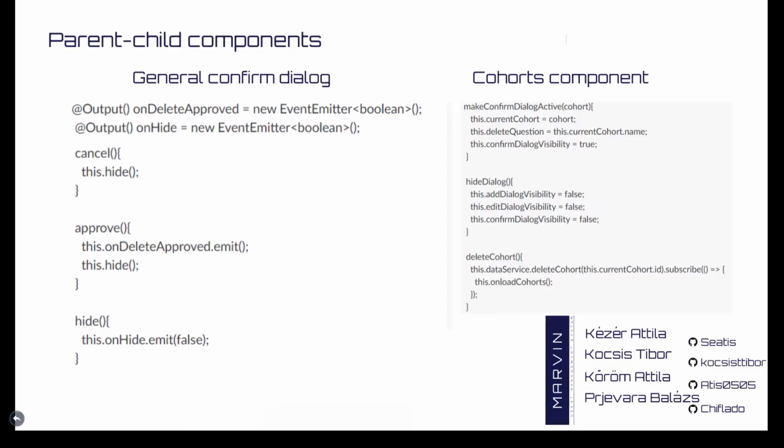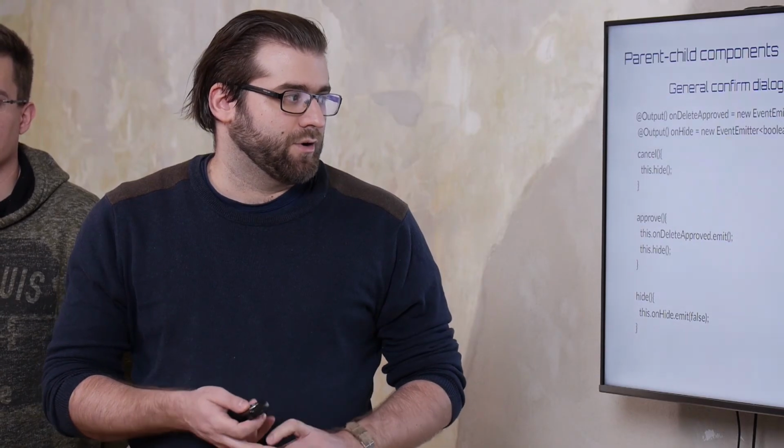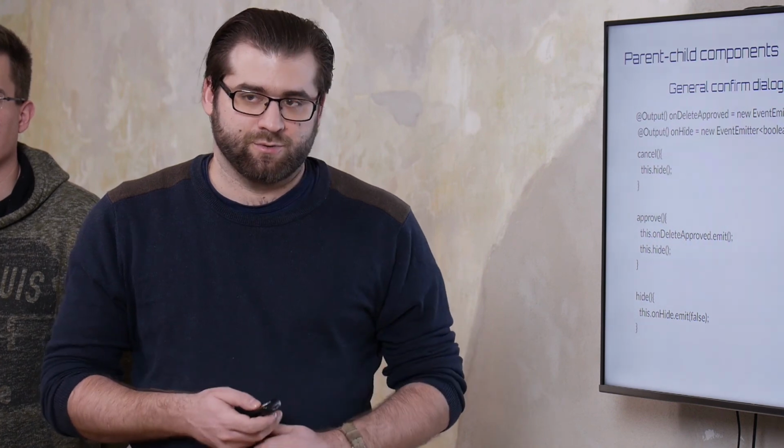In the TypeScript files you can see there is an approve and a hide method, which basically have an event emitter, the .emit, and after we call these methods, on the other side the hideDialog and deleteCohort methods are called. The first one changes the visibility of the modal dialog to false, and deleteCohort deletes the chosen cohort.